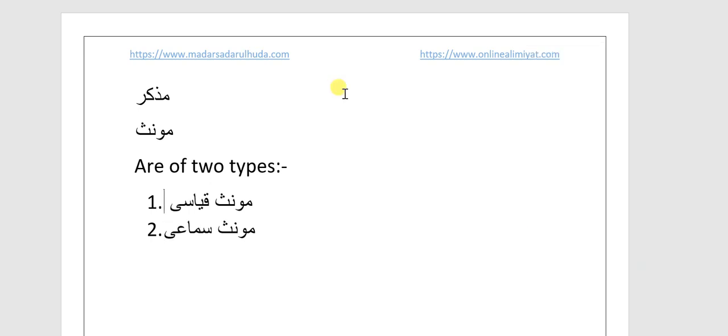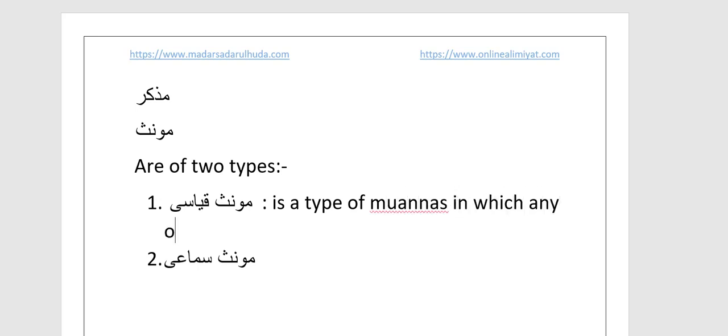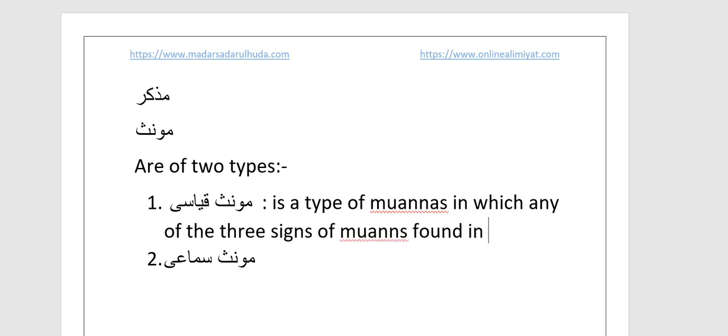Now, what is muannas simai? First, what is muannas qiyasi? Muannas qiyasi is a type of muannas in which any of the three signs of muannas is found in the word itself, whether that is ta tanis, ya madda, or alif hamza. Those types of muannas are known as muannas qiyasi.